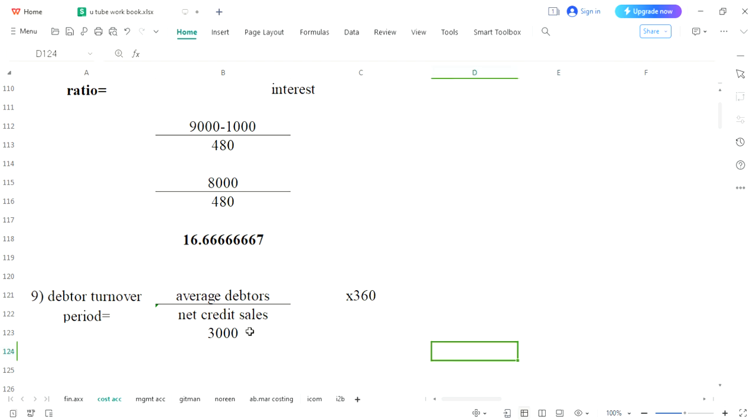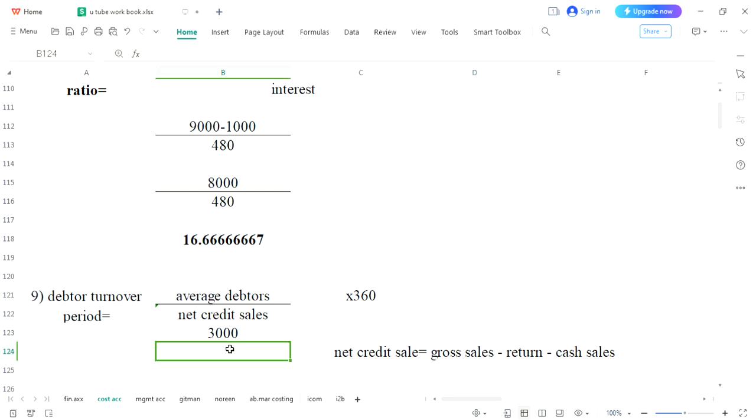We should write the formula for net credit sales. How will you calculate it? For that you need gross sales, then you need to put returns, and then cash sales. With this formula, you can calculate net credit sales, but as you can see, only gross sales are given, no returns, no cash sales. So here you will put 60,000 and then you will multiply it with 360.